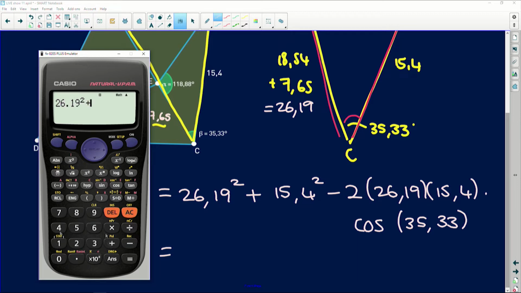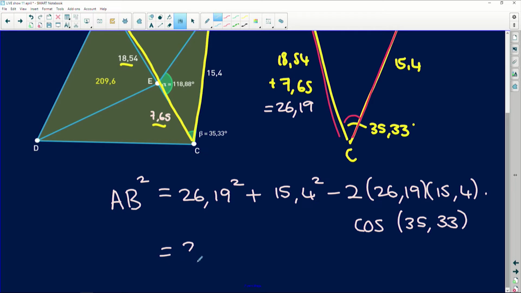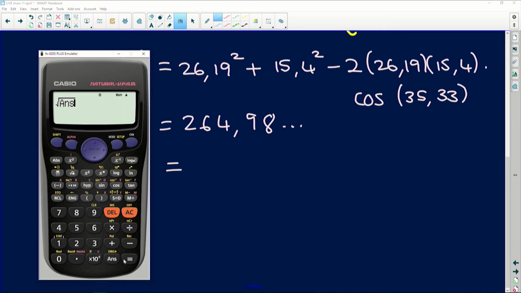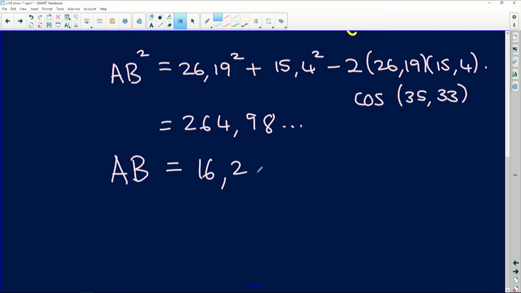26,19 squared plus 15,4 squared minus twice their product, multiplied by cos of 35,33 degrees. Okay, that gives us 264,98 dot dot dot. And the reason I say dot dot dot is because that is AB squared. Okay, so to get AB on its own, we have to square root that whole number, which gives us an answer of 16,28, rounded off to 2 decimal places. Okay, so that's AB done.